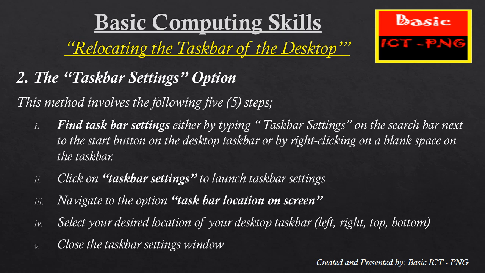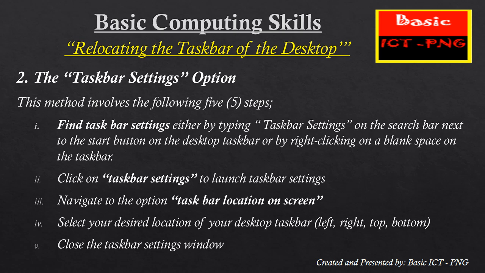Next, let's look at the second method of relocating the taskbar of the desktop. The second method utilizes the taskbar settings option. This method involves the following 5 steps. The first step is to find taskbar settings, either by typing taskbar settings on the search bar next to the start button on the desktop taskbar, or by right-clicking on a blank space on the taskbar.